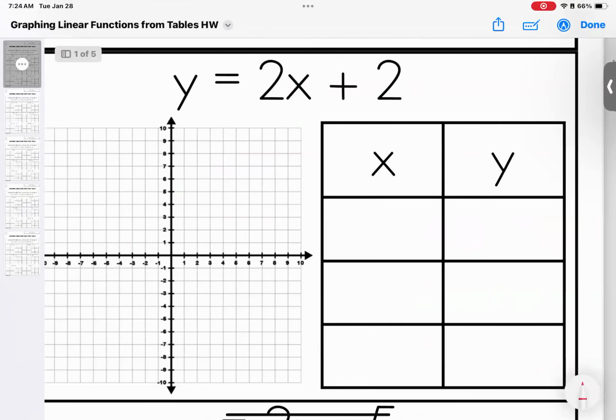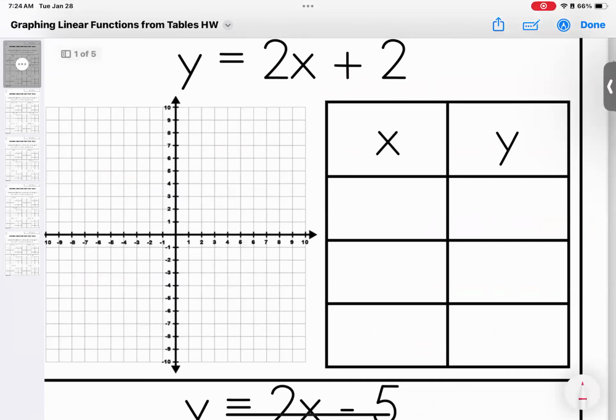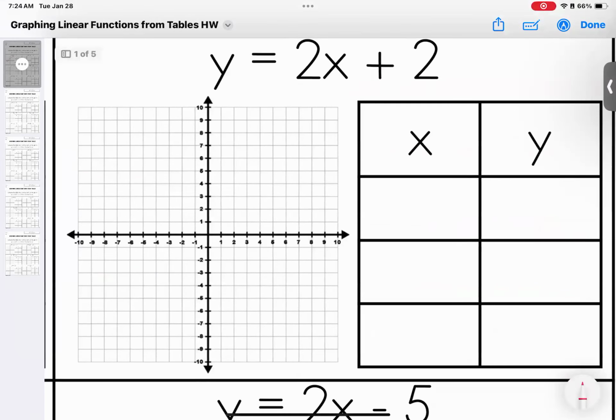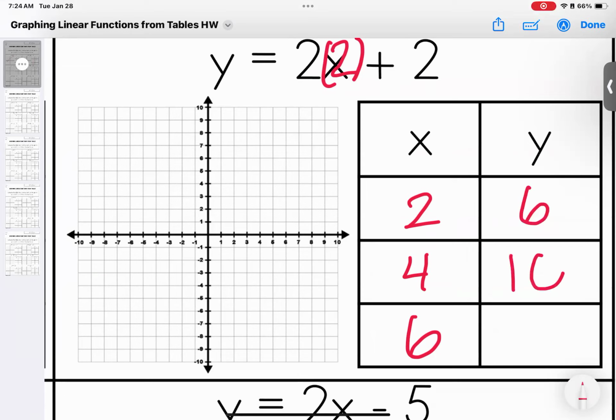drawing my line, and that one is done. Over here, let's do 2, 4, 6, because I know that I'm going to have someone that's going to create coordinates that go off the graph. So let's address that. All right, 2 times 2 is 4, add 2 is 6. 4 times 2 is 8, add 2 is 10. 6 times 2 is 12, add 2 is 14. You can see that our graph only goes to 10.